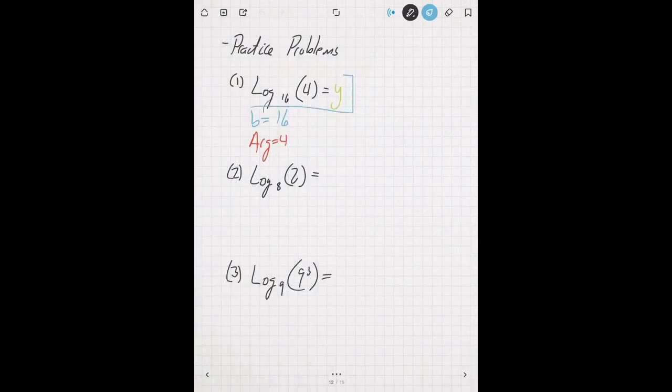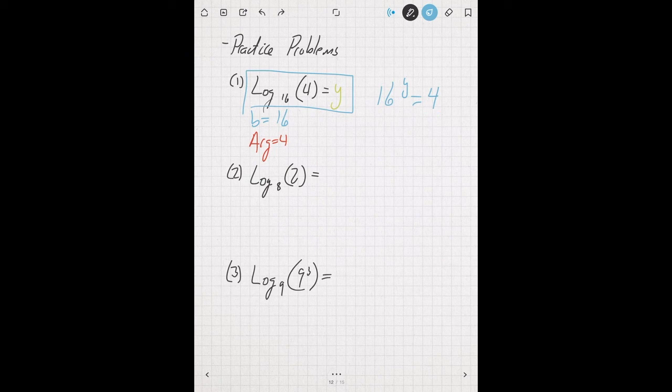We have this logarithmic expression. Let's rewrite it as an exponential. The base is 16. The exponent is y. And what this equals is a 4. Remember, the base is still the base number for the exponent. Logarithms always spit out exponents, so that's what my exponent is here. And it's going to equal the argument 4.